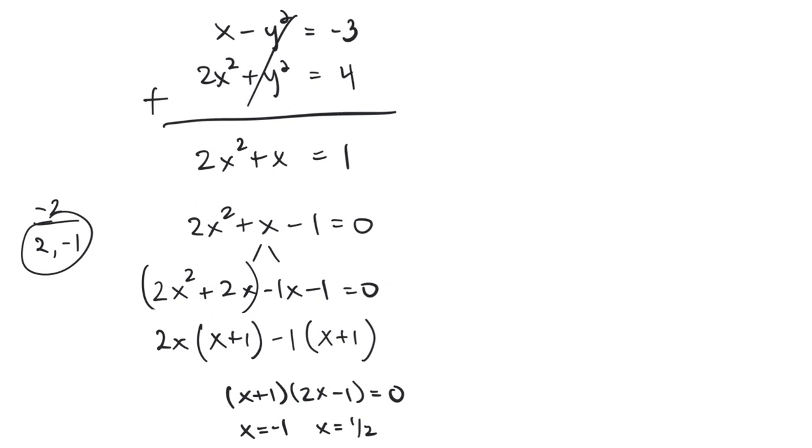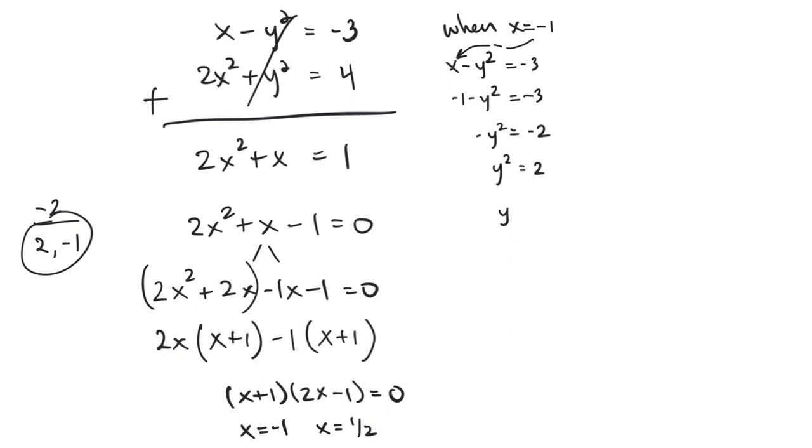So I'm going to take this top equation here. When x equals negative 1, if we take that top equation, x minus y squared equals negative 3. If we plug in a negative 1 there for x, this becomes negative 1 minus y squared equals negative 3. If we add 1, we get negative y squared equals negative 2, divided by negative 1, and then square root. We get y equals plus or minus square root of 2.